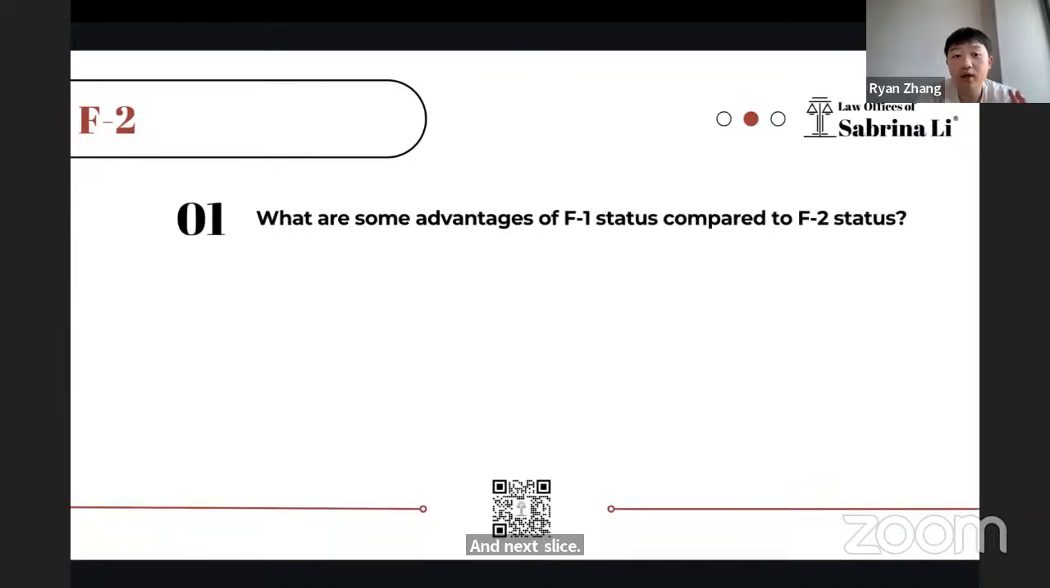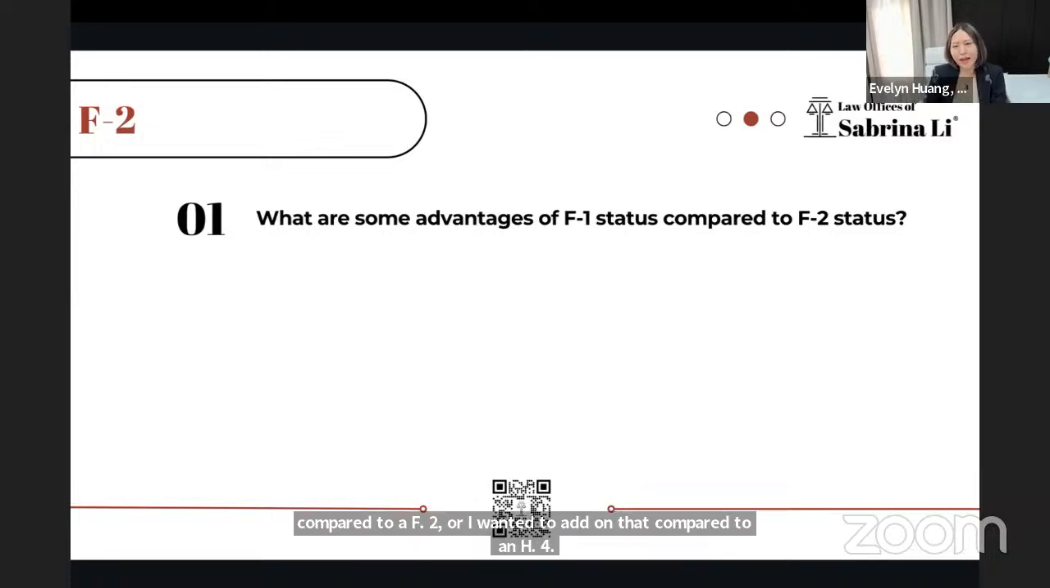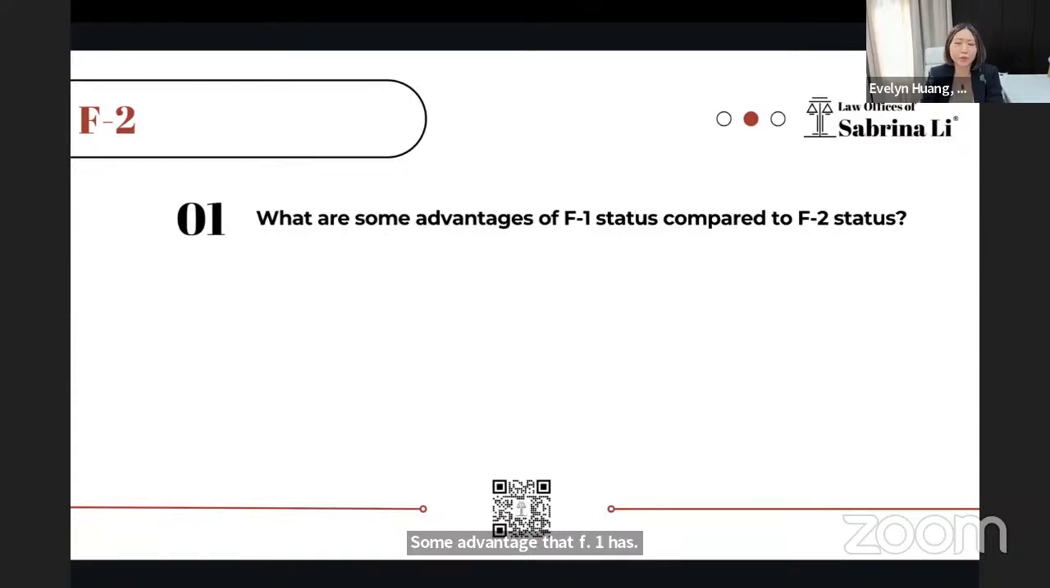So the first question would be, what are some of the advantages that F1 status has compared to F2? Or I wanted to add, compared to an H4. Some advantages F1 has compared to F2: F1 is the principal, right? So it has greater independence. He controls his own status. Number two, with F1 status you have the possibility of work authorization. Everyone should have already heard of CPT, OPT, STEM OPT, right? This is not available for F2.